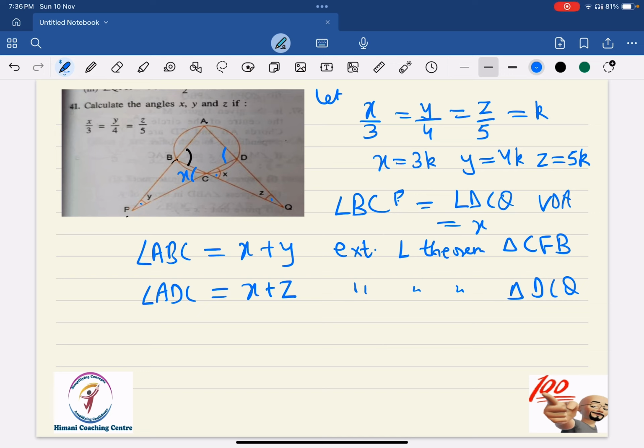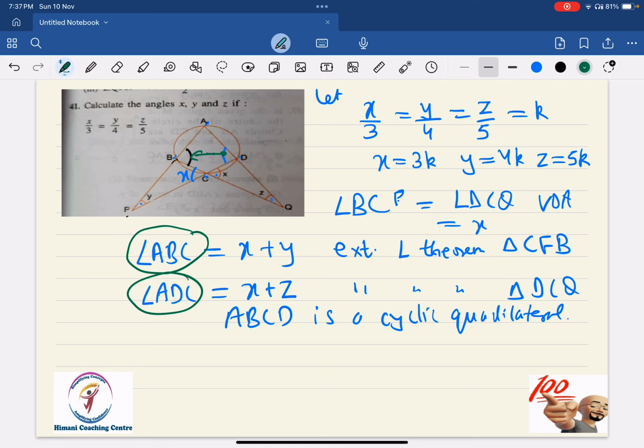Now let us look at the shape ABCD. Can you see A, B, C, and D all lie on the circumference of the circle? So ABCD is a cyclic quadrilateral. And if ABCD is a cyclic quadrilateral, what is the property we just learned? In a cyclic quadrilateral, diagonally opposite angles add up to 180 degree. So that means this angle plus this angle should be 180 degree. So we'll simply write that angle ABC plus angle ADC should be equal to 180 degree.